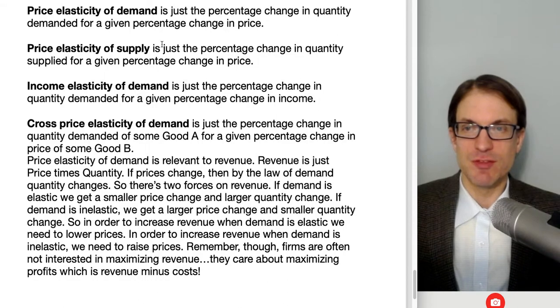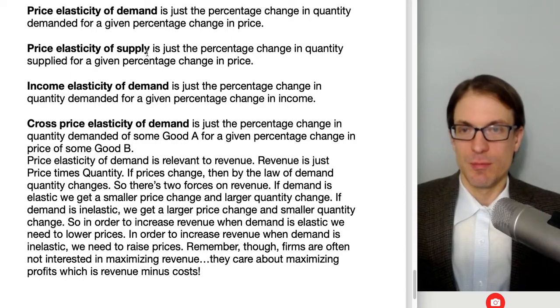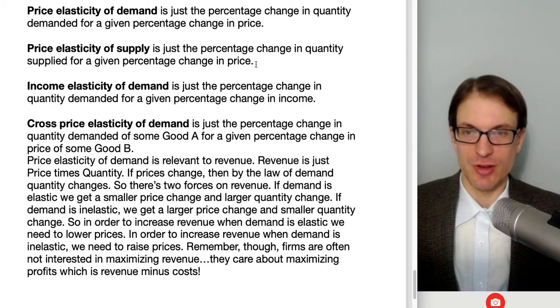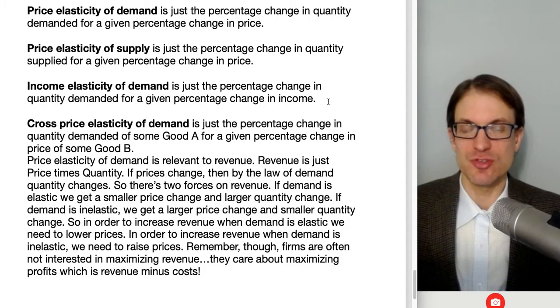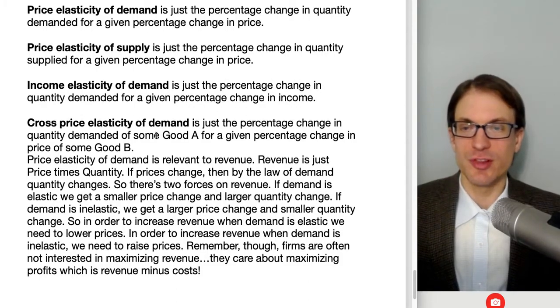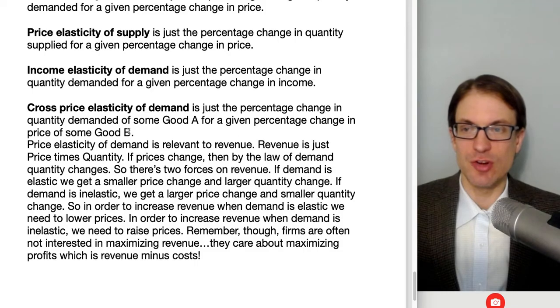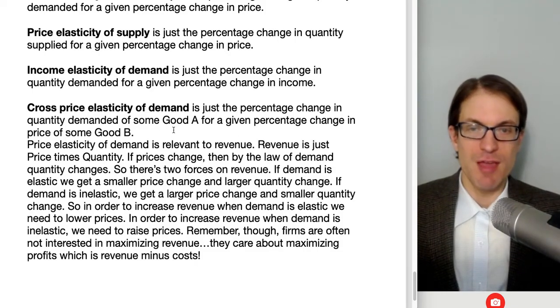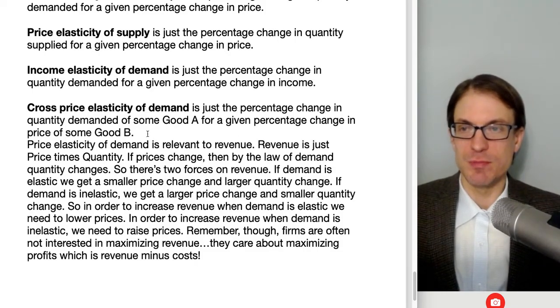Price elasticity of demand is just the percentage change in the quantity demanded for a given percentage change in price. Price elasticity of supply is just the percentage change in quantity supplied for a given percentage change in price. Income elasticity of demand is the percentage change in quantity demanded for a given percentage change in income. And cross-price elasticity of demand is the percentage change in quantity demanded of some good A for a percentage change in price of some good B.